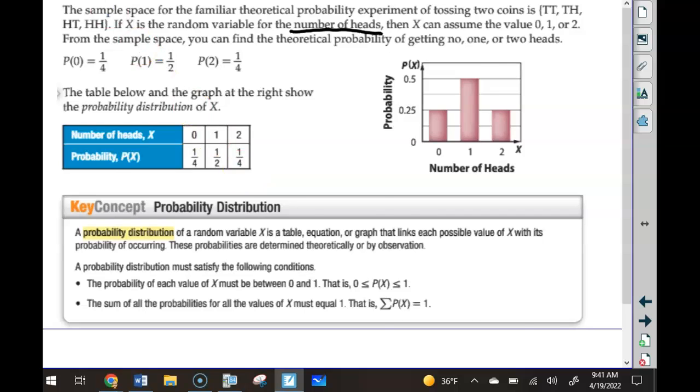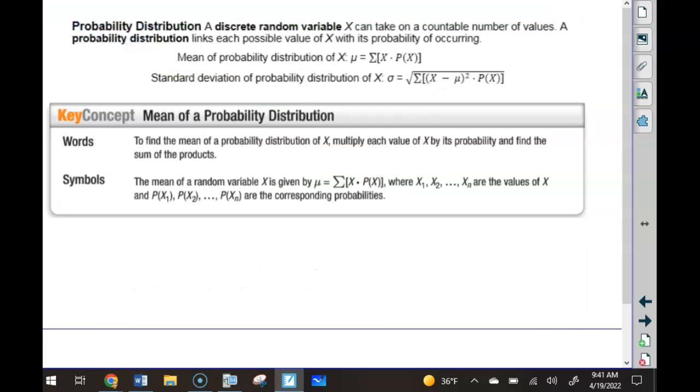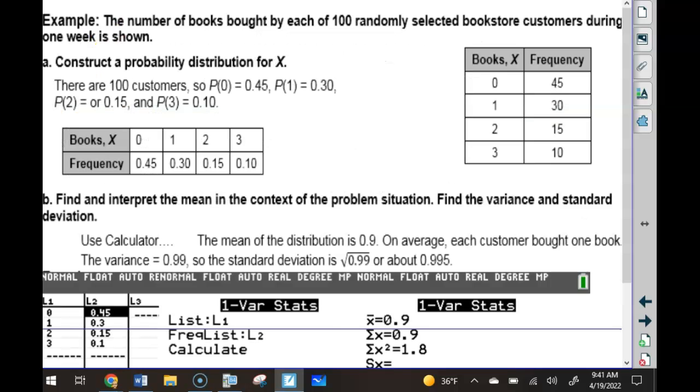must equal 1. And then it says you can average the probability distribution where you multiply each value by its probability and average those. So we have this example. Do you have this one about books, guys?